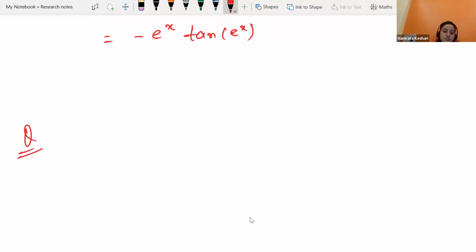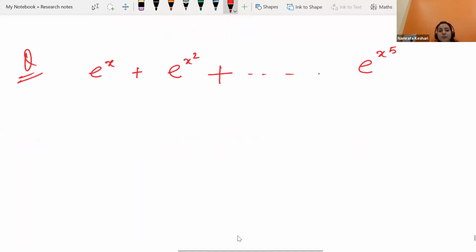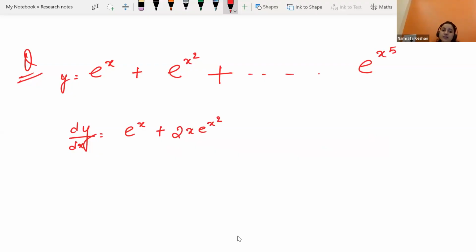Now the next question is, if we are having e raised to x plus e raised to the power x square plus dot e raised to the power x to the power 5. Okay, let's continue doing the derivative with respect to x. So this is y, dy by dx will be e raised to x, plus e raised to x squared into 2x, 2x e raised to x square, right?